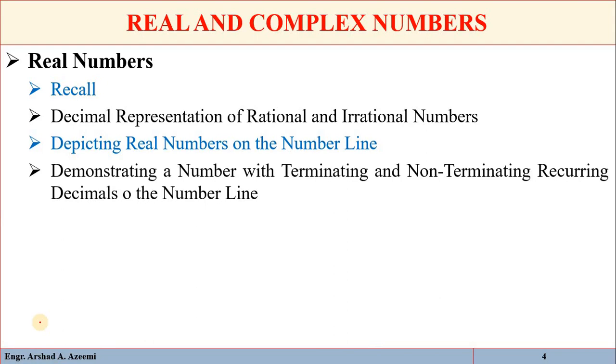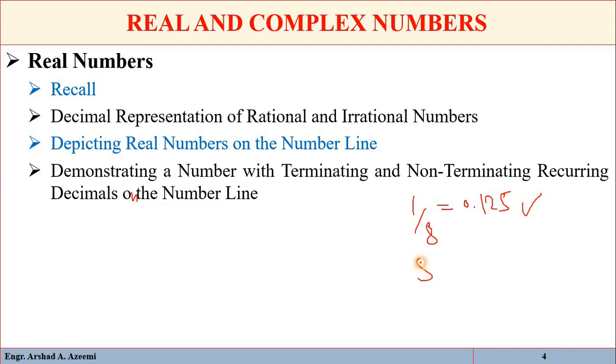Okay, then we have demonstrating a number with terminating and non-terminating recurring decimal on the number line. If we have a non-terminating recurring number or a terminating number, how will it be represented on a number line? See, there is an end to the division process when we divide 1 by 8. Suppose we divide 1 by 8, so we will get 0.125. So the number will end. Therefore this number is called a terminating decimal number.